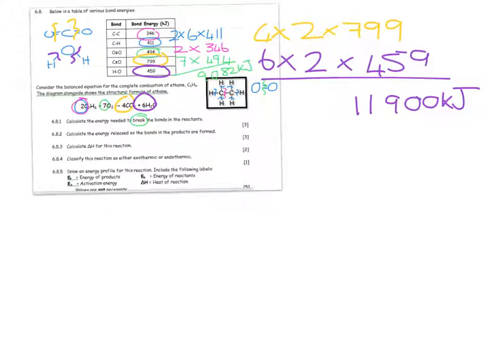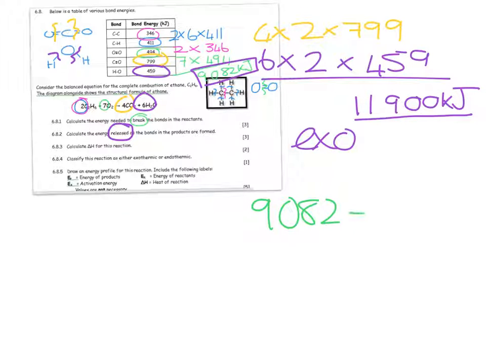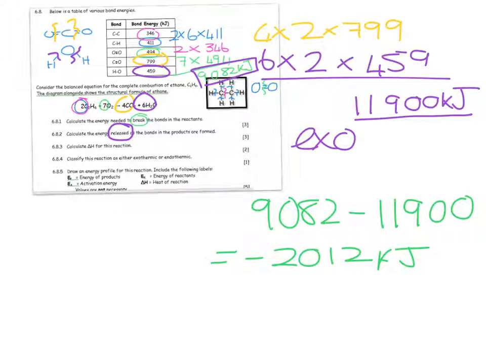That's the energy released, in other words, when we make bonds. Then they ask me to calculate the delta H for this reaction. I have clearly released more energy than I have taken in. So therefore, this is definitely an exothermic reaction. And I am going to say, what did I start with versus what did I end with? And I land up with a negative 2012 kilojoules. So that's my delta H. Classify the reaction. I've already done that. It's an exothermic reaction. And now draw an energy profile.